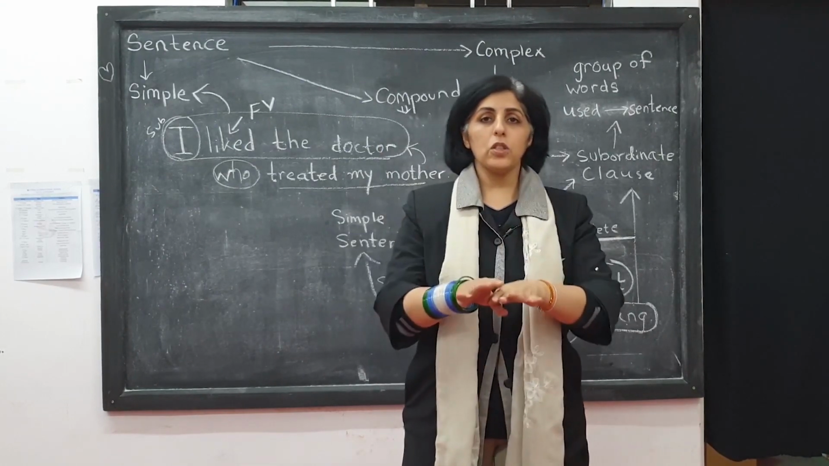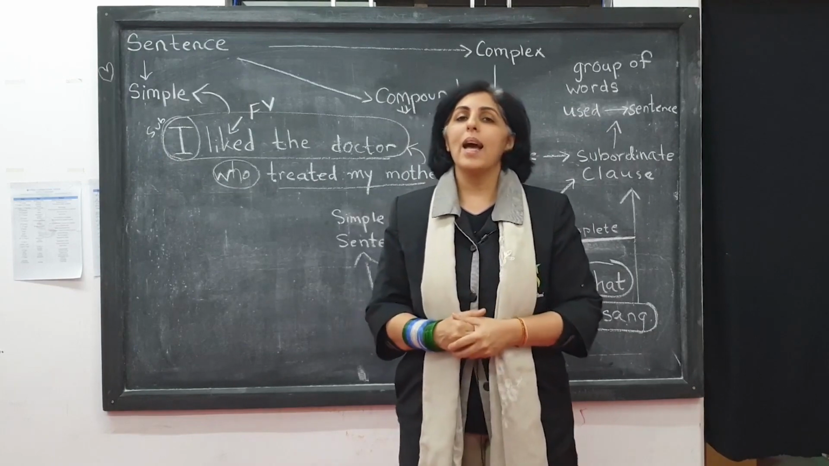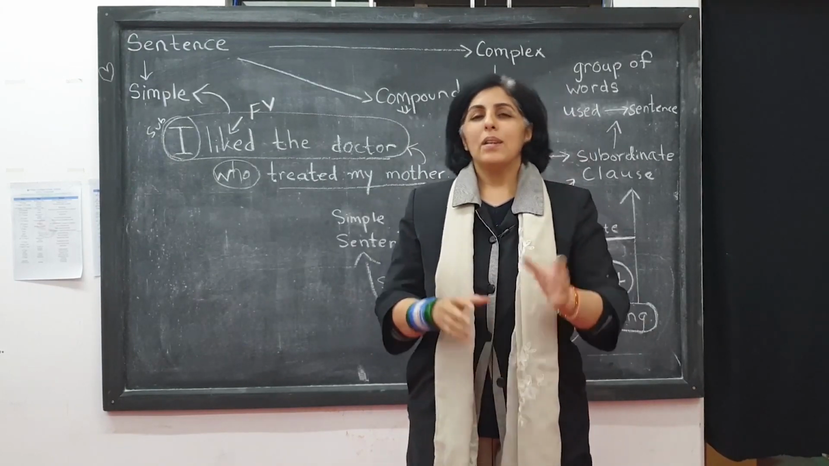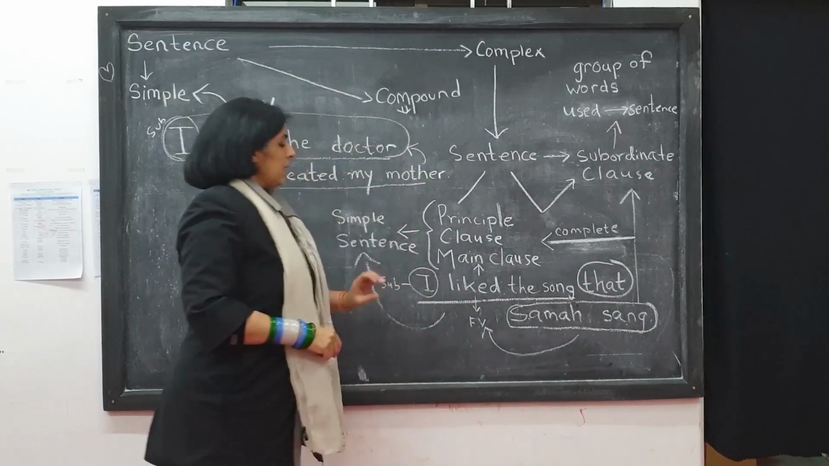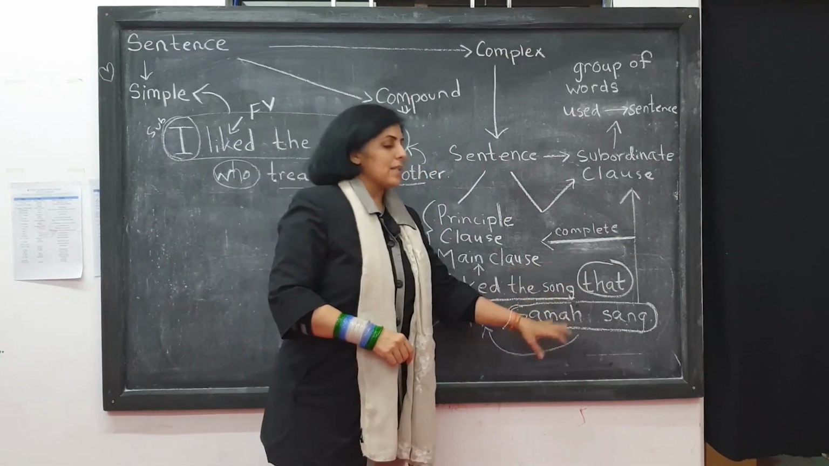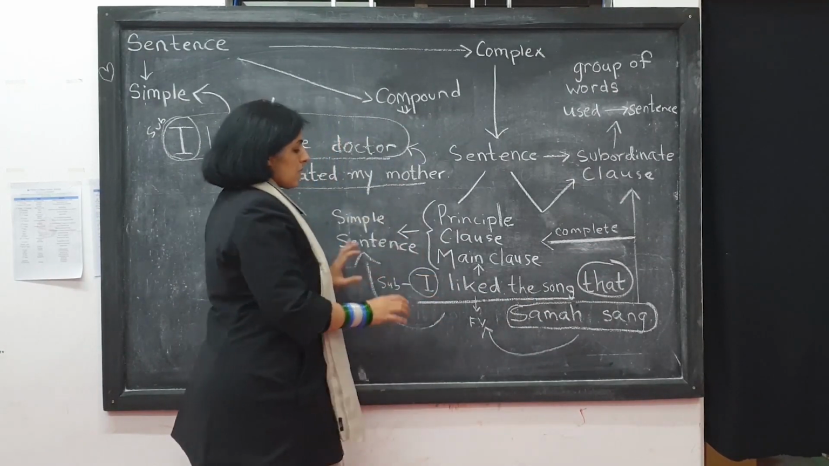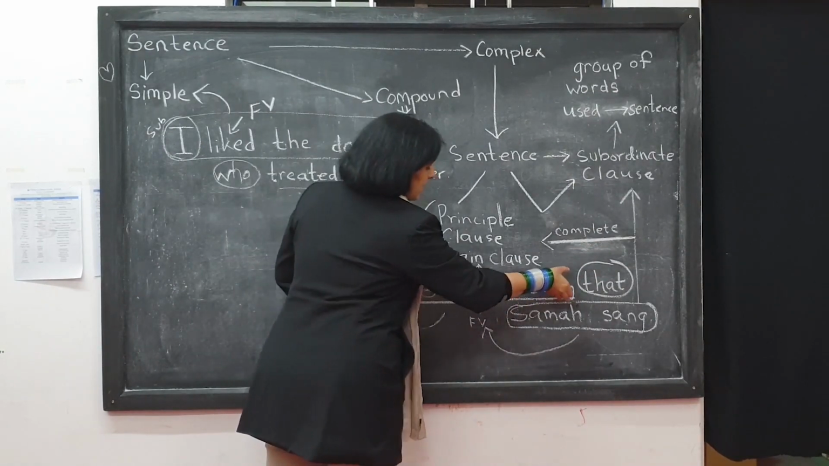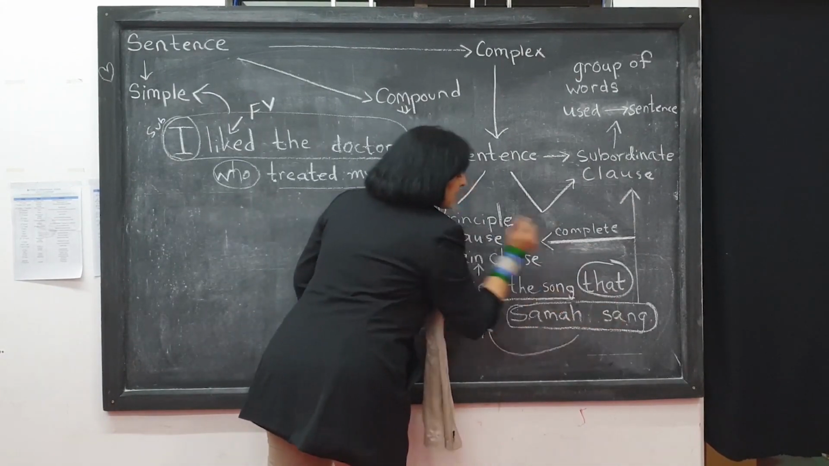Now I've explained to you what a principal clause is and what a subordinate clause is, but unless you look at an example, it's a little difficult to understand. So take a look at the board. I liked the song that Subah sang. This is a complex sentence. Now in this sentence, we have two parts. One is, I liked the song. The other is, Subah sang.